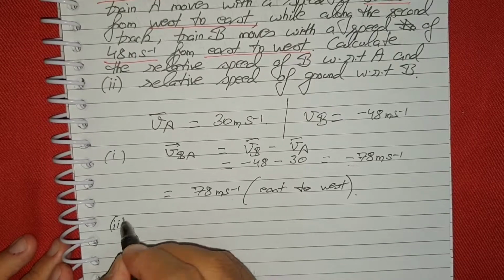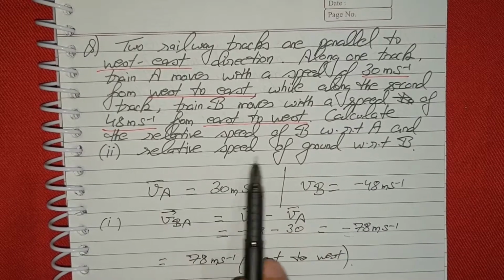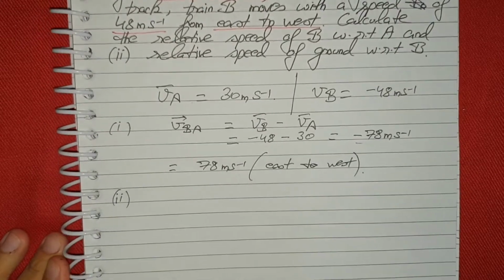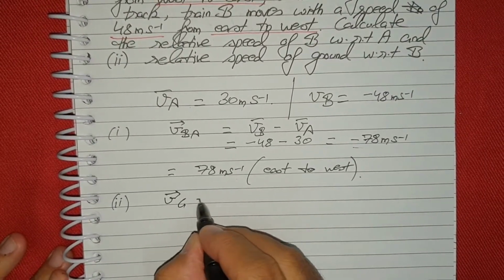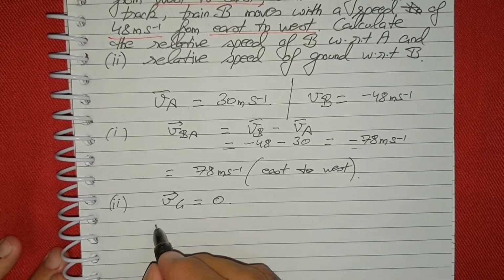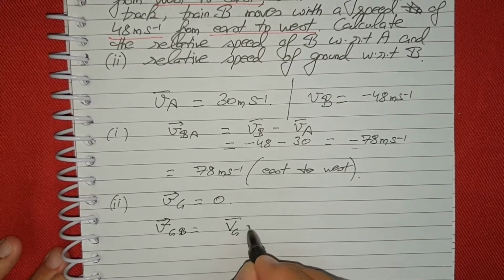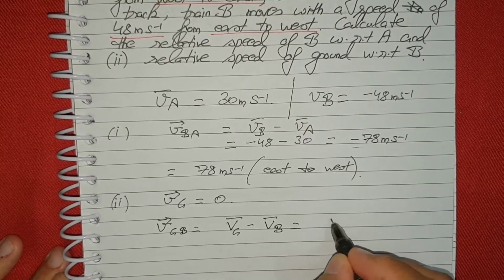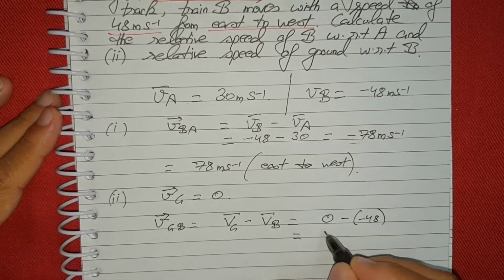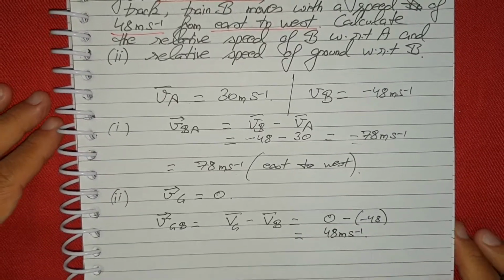Now, second part. They are saying calculate the relative speed of the ground with respect to B. Now, let Vg be the velocity of the ground. The velocity of the ground is 0, obvious. Now, the velocity of the ground with respect to B will be Vg minus VB, applying the formula, 0 minus of minus 48. So this is actually 48 meter per second.